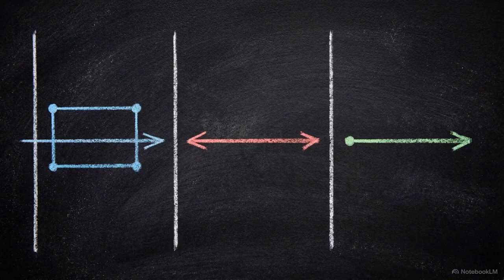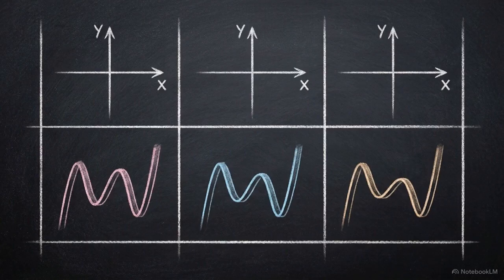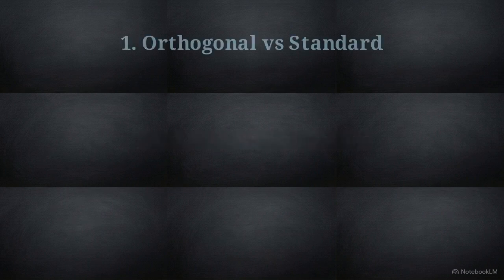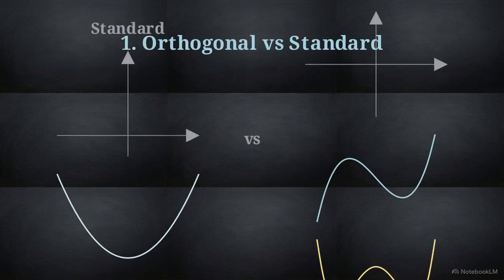The physical boundaries of your domain directly determine your weight function. That weight function dictates precisely which family of orthogonal polynomials you must use to build your solution. If you are solving these problems, keep 2 rules in mind. First, standard polynomials and orthogonal polynomials are distinct tools. Do not swap them blindly.